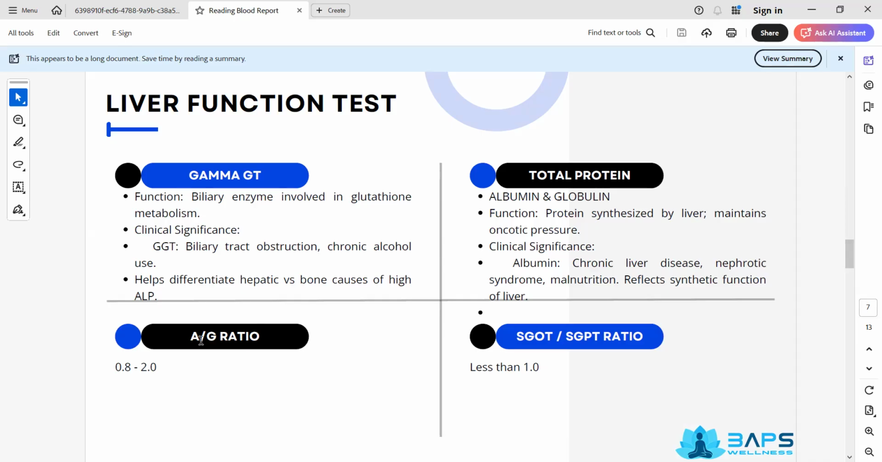And the AG ratio, albumin and globulin ratio, the normal range is up to 2. And the SGOT, SGPT ratio should be less than 1. If it is more, then the problem is there. That means OT is more, PT is less.